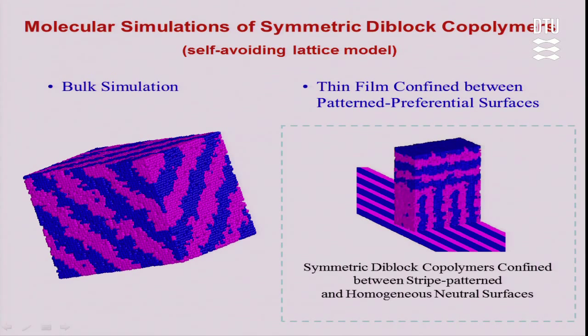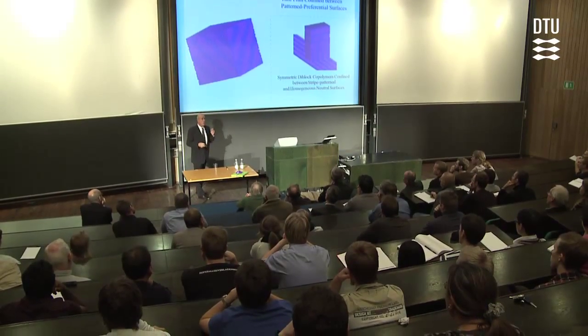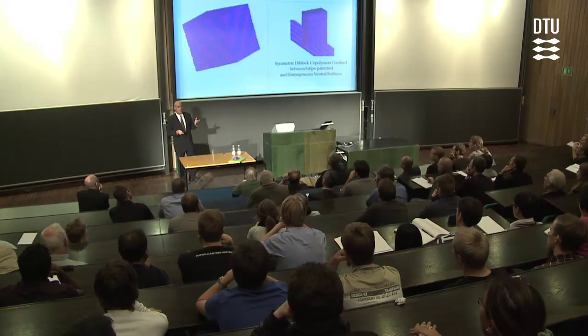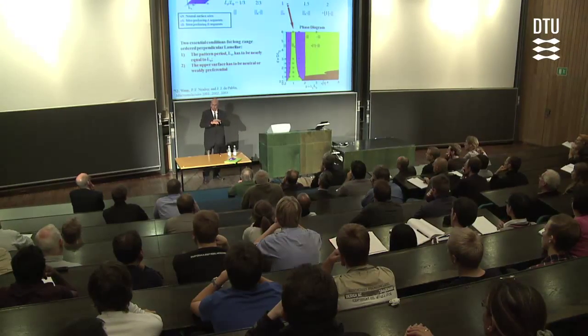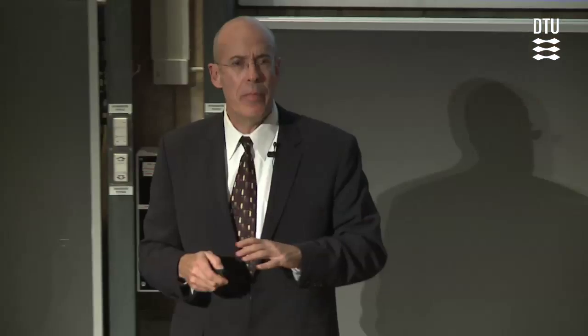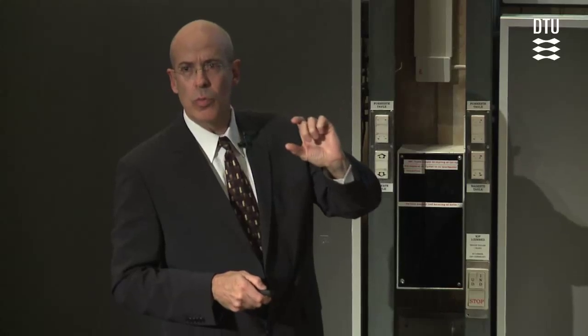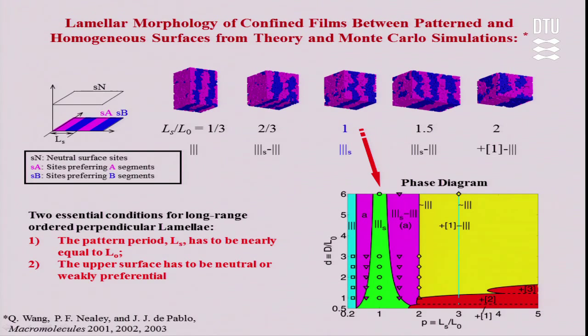In the bulk, if you take this material over here and you look at the phase behavior, it can only form two phases. It's either disordered or it's lamella. So just two phases. When you go to thin films on a patterned surface, you can actually form many, many different phases. Again, it is the same material, but the moment you go to small dimensions, it behaves differently. What you see here is an example of some of the phases that you can form.